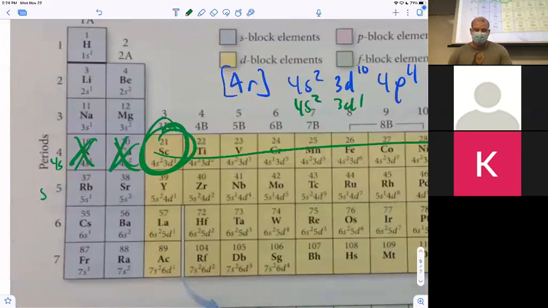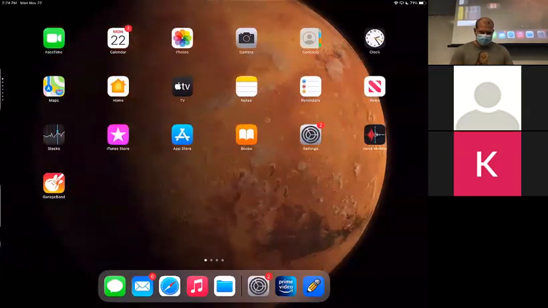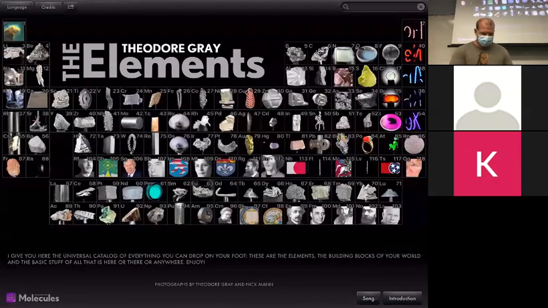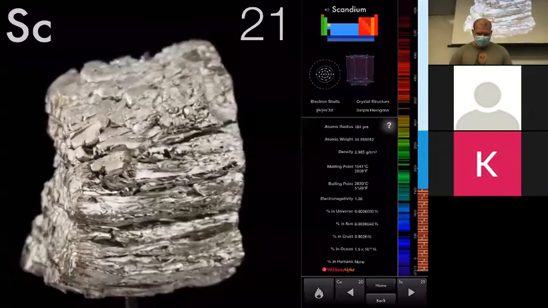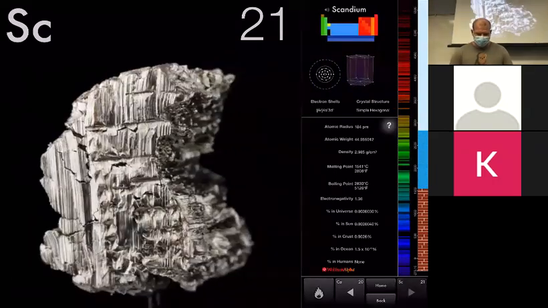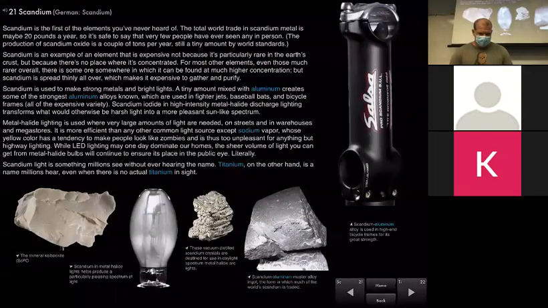Is that with a T or a D? Scandium. I can't spell for crap. Scantium, okay. All right.